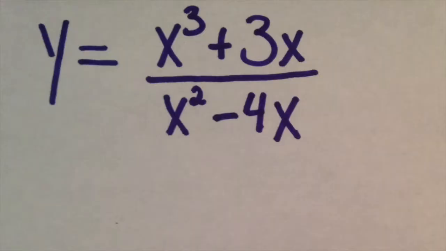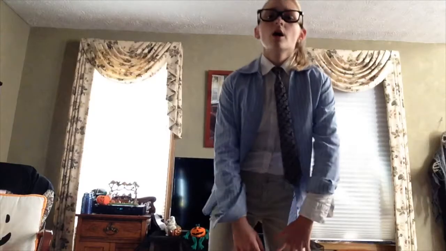Next, here's an example of the quotient rule. y equals x to the third plus 3x over x squared minus 4x. Now, I'm going to tell you a brief story about a student who decided to derive each term and then divide. She failed her AP test, she failed high school, she failed at her job, and she ended up living in a van down by the river.